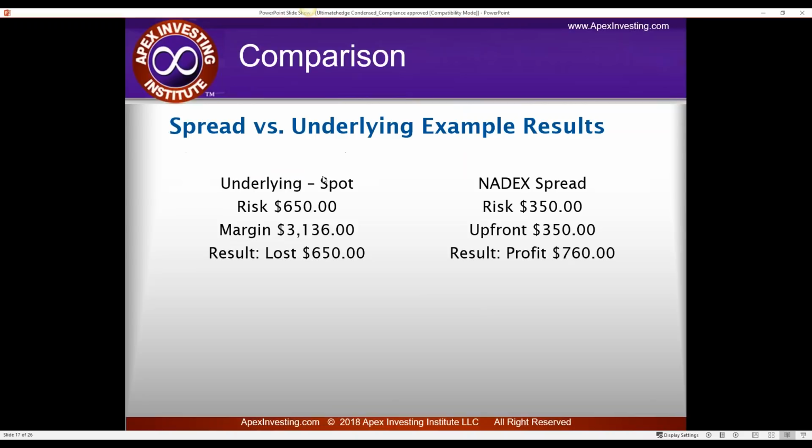And in the end of it, trading the spot Forex, I was down 650 bucks. Or I'm sorry, my risk was 650. On the spread, it was only 350. I had to put up margin, I had to put up 3,100 bucks out of my account to trade that spot Forex. But on the spread, to trade 10 of them, I had to put up like 350 bucks. And in the end of that scenario, I lost 650 trading the spot Forex, but I profited 760 trading the Nadex spread. Do you guys see the difference there? Do you guys see the power of that capped risk, of how that floor and ceiling protects you?